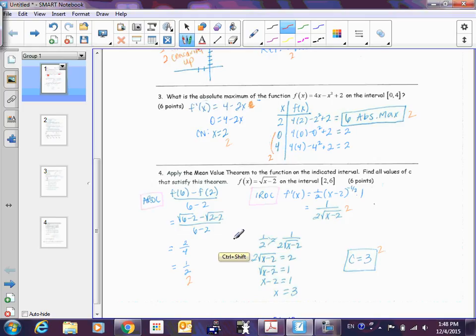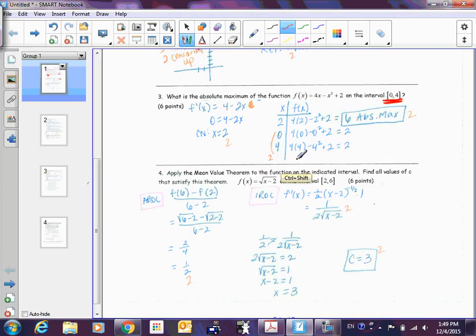This was pretty straightforward. Finding the absolute extrema, you have your f of x. Most of you knew to take the derivative, set the derivative equal to 0, and find your critical number. That got you 2 points. You also got 2 points for doing your candidates table. So how did I know to pick 2, 0, and 4? Well, 2 is my critical number, and 0 and 4 I got from my endpoints. Your absolute extrema can occur at critical numbers or endpoints. So that's what went in the x column.